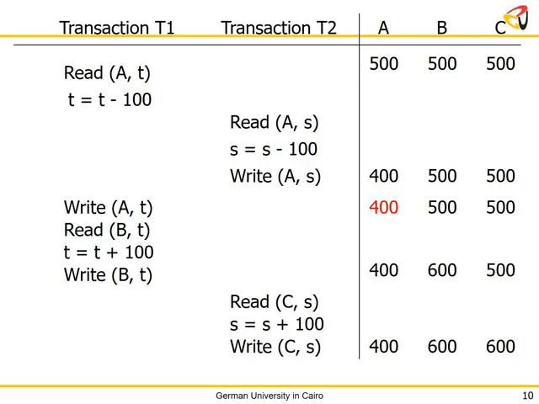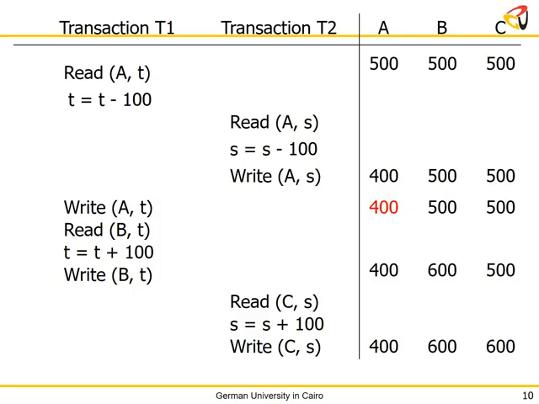Now, let's look at this overlap. Over here, I will also start T1. I will read A into T, subtract 100 from T. But before I have an opportunity to write T into A, a context switch happens. T2 starts, because the context switch happened from T1 to T2. I mean by context switch that T1 stops running and now we're running T2. So I will read A into S, subtract 100, and write back S into A.